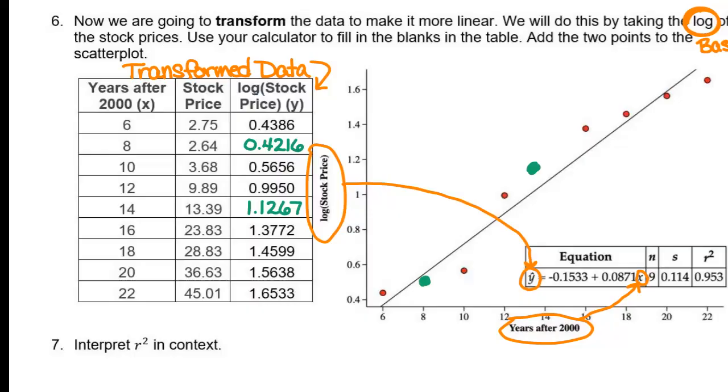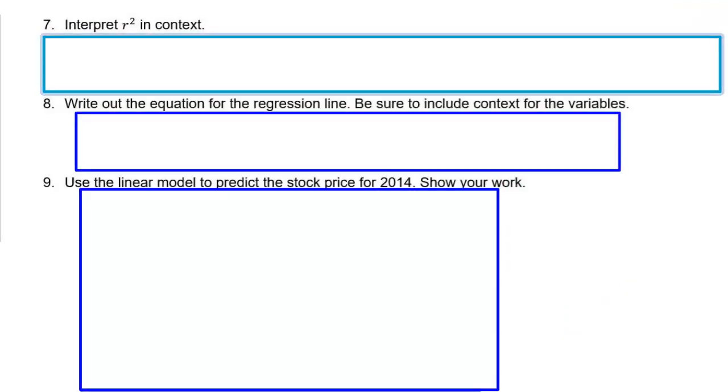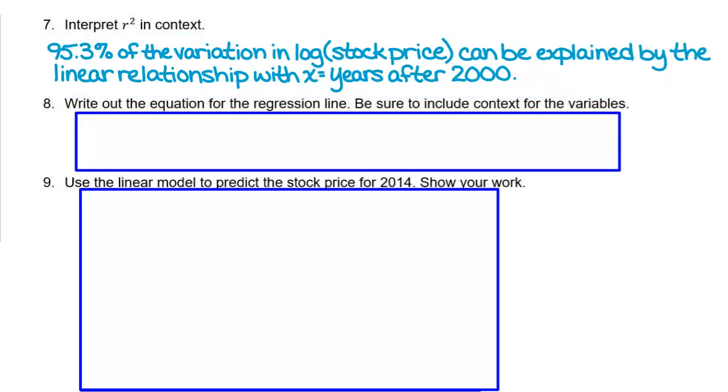All right. How would you interpret r squared in context this time? That is perfect. 95.3% of the variation in log stock price, because now our y is different. Now y is the log of the stock price, can be explained by the linear relationship with x equals years after 2000, or you can just say years after 2000.